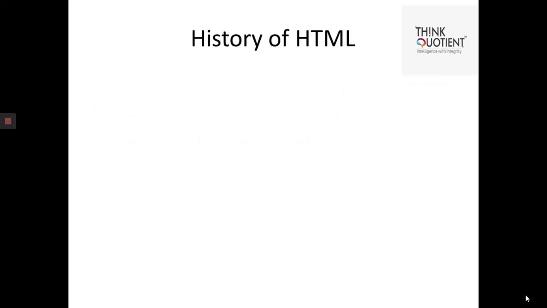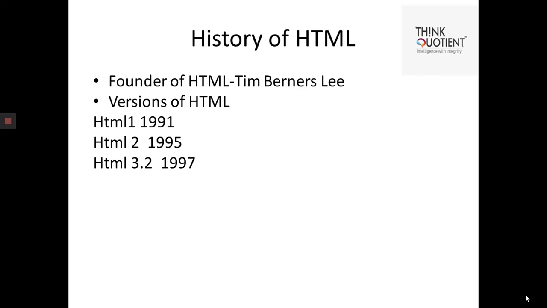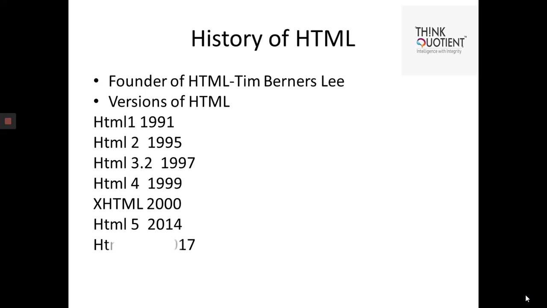So let's have a look at the history of HTML. Who is the founder of HTML? That is Tim Berners-Lee. He invented HTML. He is a physicist at the CERN Research Institute in Switzerland. As for HTML versions, HTML 1 was introduced in 1991, HTML 2 in 1995, HTML 3.2 in 1997, HTML 4 in 1999, XHTML in 2000, HTML5 in 2014, and HTML 5.2 in 2017. So the latest and current version of HTML is 5.2. We will be learning HTML5.